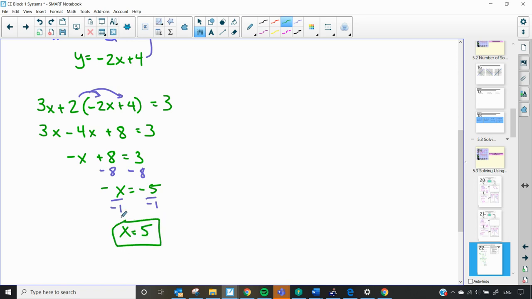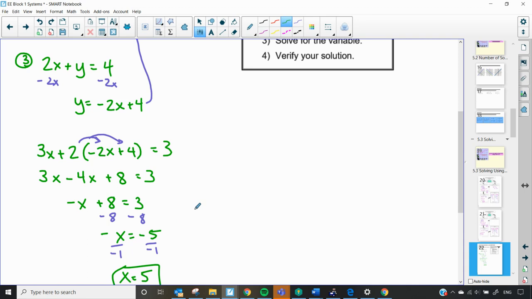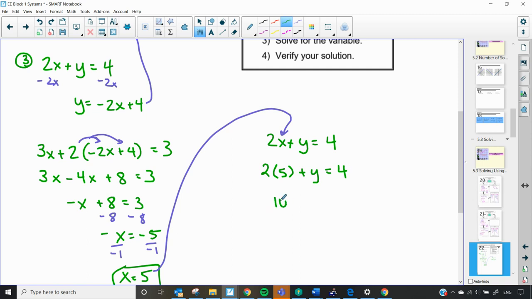Now that gives me one variable, so now I have to sub into my other equation. So the equation that I have not substituted into yet is the 2x plus y. So I've got 2x plus y equals 4, and we're going to take that 5 and we're going to put it in for x. So we've got 2 times 5 plus y equals 4. So 10 plus y equals 4. And subtracting 10 from both sides, we have y equals negative 6. Now, just like before, we need to verify our answers.